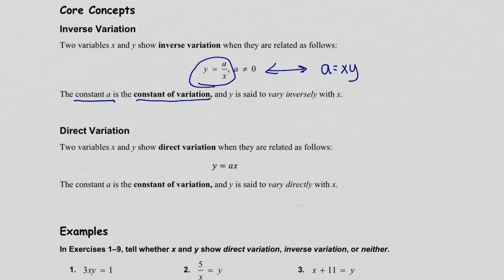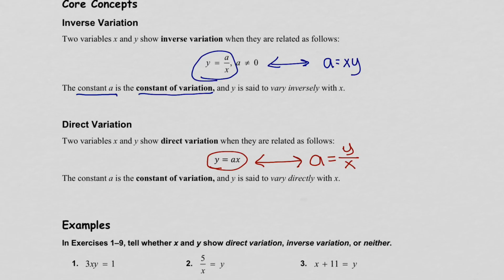Then if we go down to direct variation, two variables x and y show direct variation when they are related when y equals some variable times x. That a is still a constant of variation and y is said to vary directly with x. Again, we can rewrite this by solving for the variable. To get a by itself, I have to divide by x, so I end up with y divided by x. They mean the same thing. So if I get an equation solved for a variable, then I need to figure out: is it y divided by x? Is it y multiplied by x?